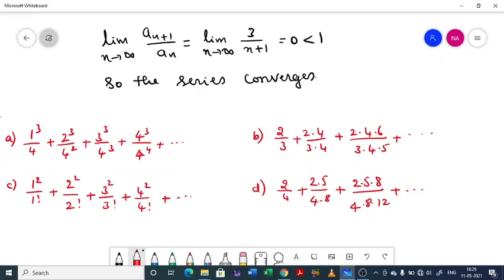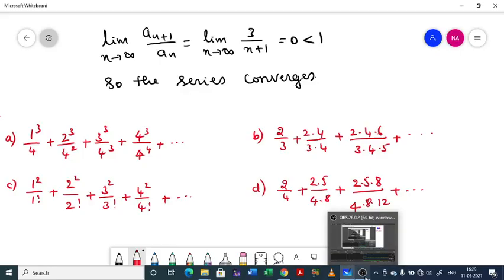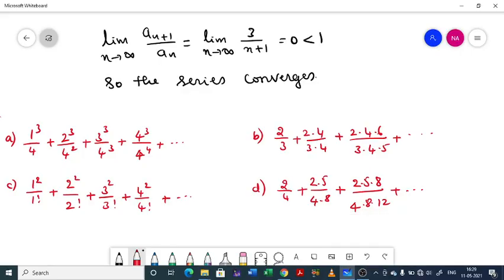So apply the ratio test and try to find the nature of these infinite series, and let us discuss the solution. If in case you don't get the solution, let us discuss them in the next class.